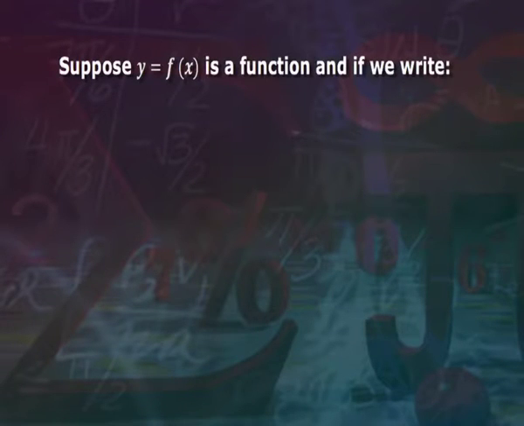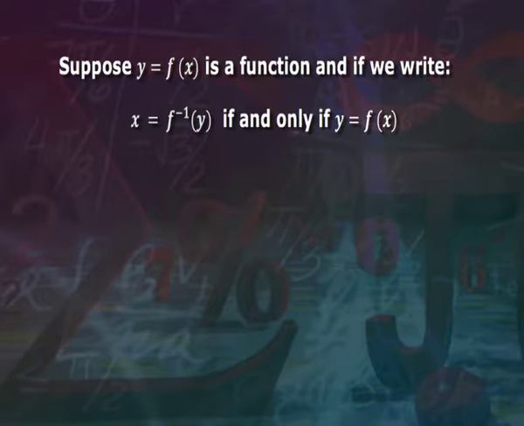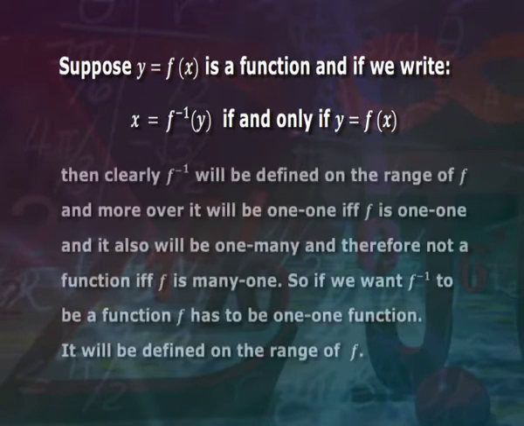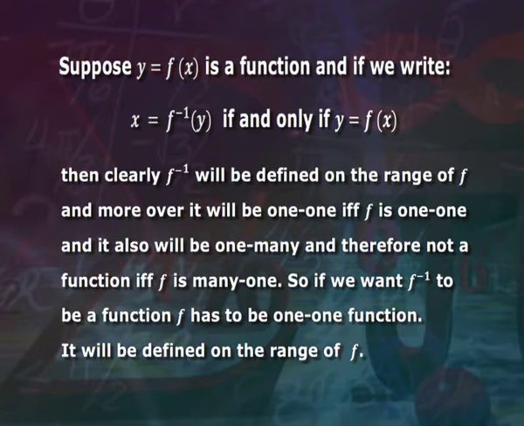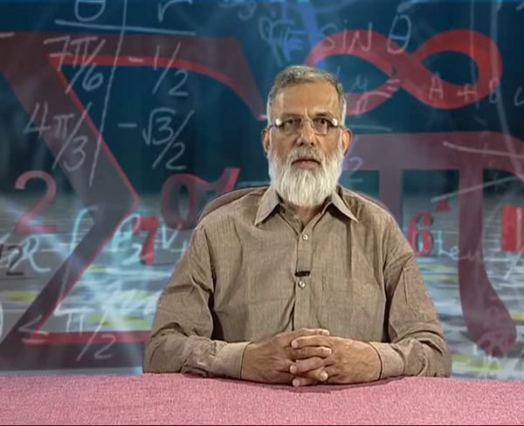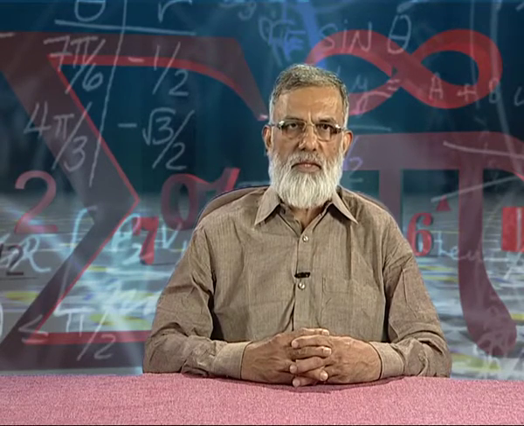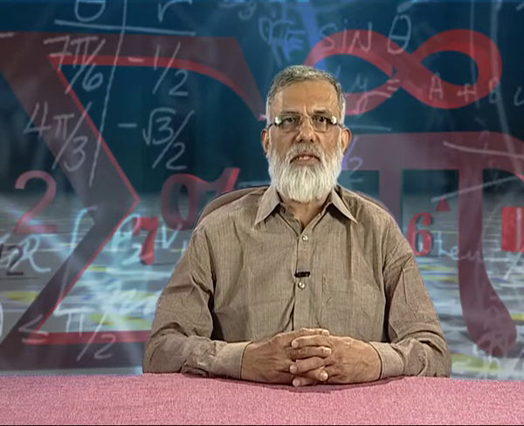Inverse function. Suppose y = f(x) is a function, and we write x = f inverse(y) if and only if y = f(x). Then clearly f inverse will be defined on the range of f, and moreover it will be one-one if and only if f is one-one, and it will be one-many, and therefore not a function, if and only if f is many-one. So, if we want f inverse to be a function, f has to be a one-one function. It will be defined on the range of f. Note that increasing or decreasing functions are one-one functions, and therefore the inverse from the range of the function exists.